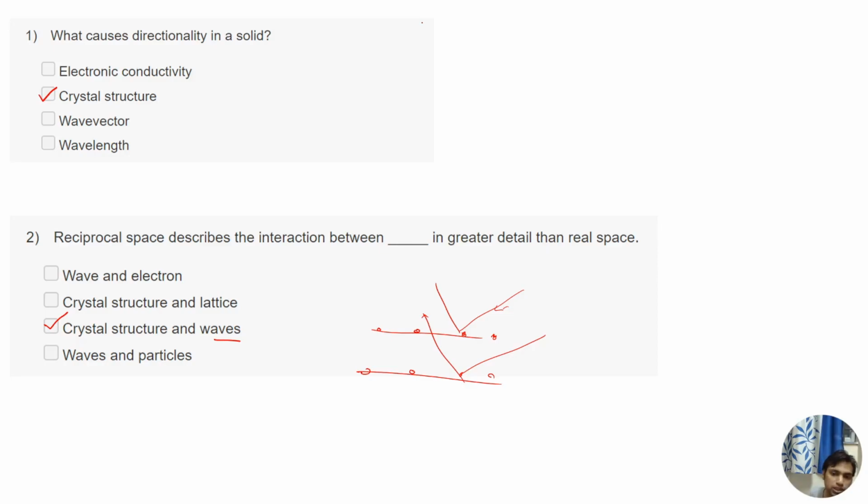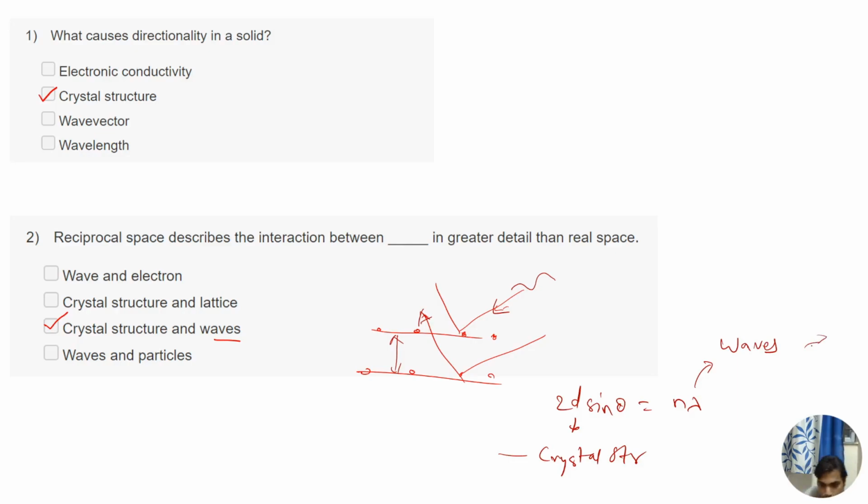Because, when we put in some light, we saw that it was scattering off by these crystal planes. It is because of this structure that this scattering happened, and these are the waves. And it is 2d sine theta, where d is the interplanar spacing. This tells you about the crystal structure. This is equal to n lambda, which is about your waves. So it is about the crystal structure and waves interaction.